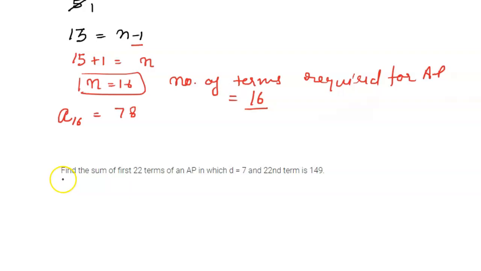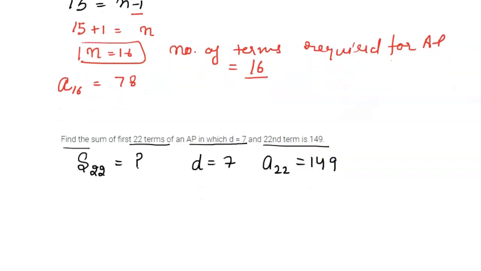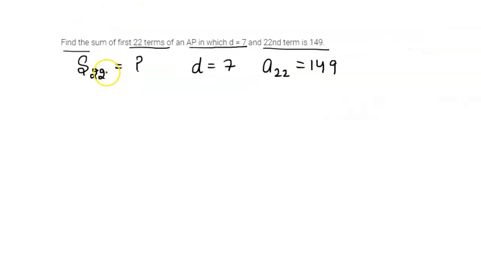Next question. Here is the question: find the sum of the first 22 terms of an AP in which d is equal to 7 and the 22nd term is 149. So in this question we need to find S22, the sum of 22 terms, and given is the common difference 7 and the 22nd term is equal to 149.